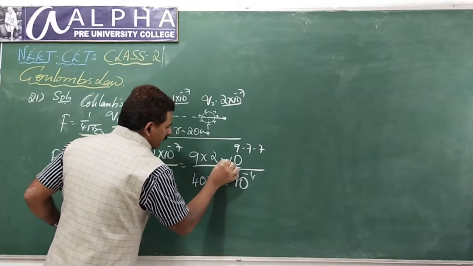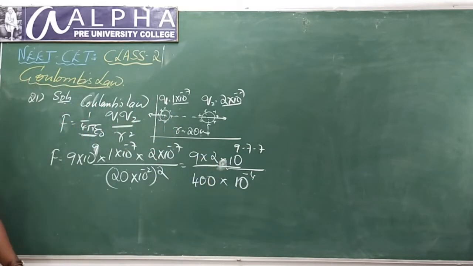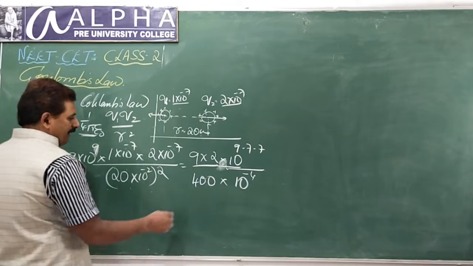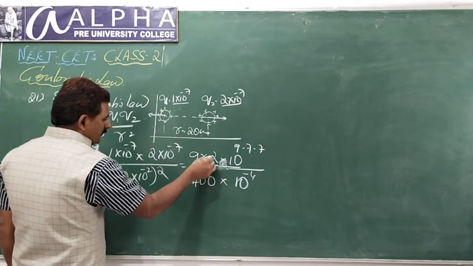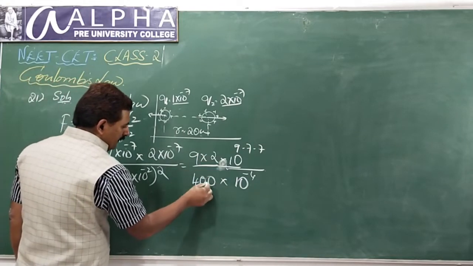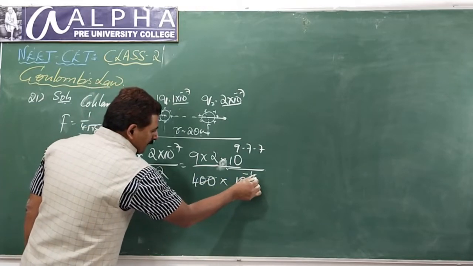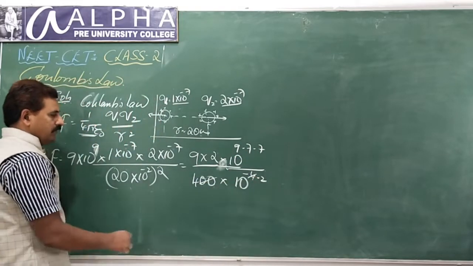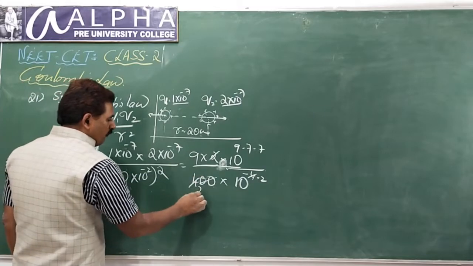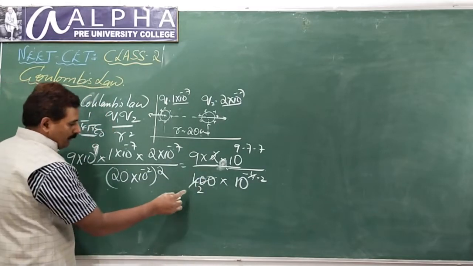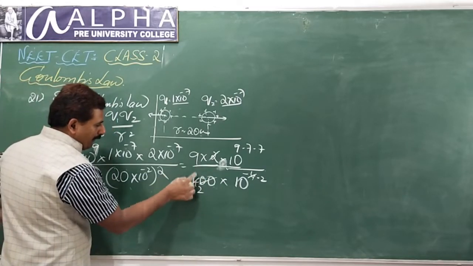I'll write this way. Minus 4. Now, if I remove these two zeros, then this power becomes minus 2. Minus 2. And 2 2s are 4. That's why 2 2s are 4.